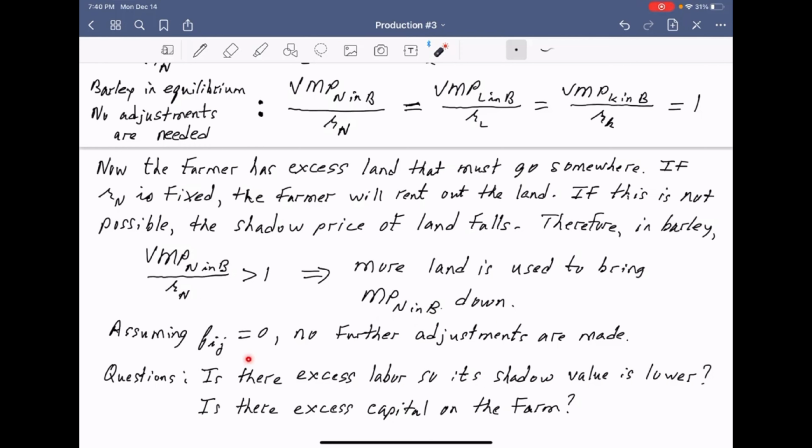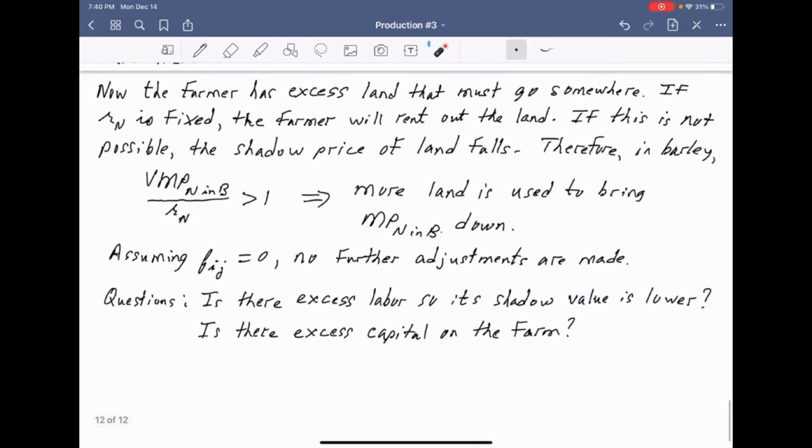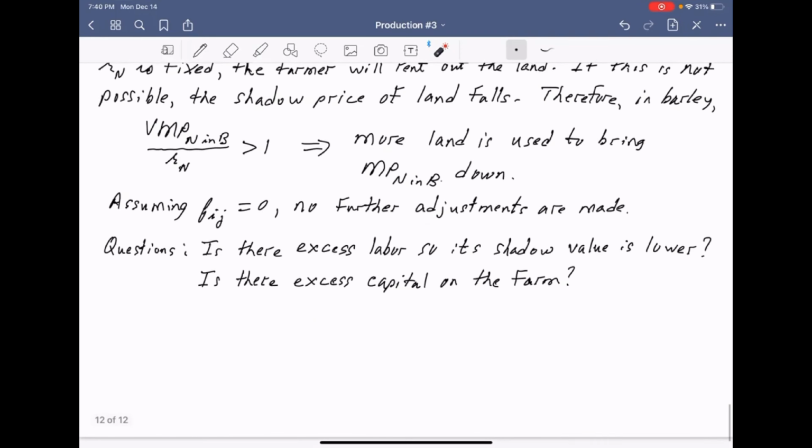Assuming that the cross partial of the production function with respect to input and output is 0, then no further adjustments are made. But the questions remain. Is there excess labor so its shadow value is lower? And is it possible that there's excess capital on the farm? And what should be done with it?